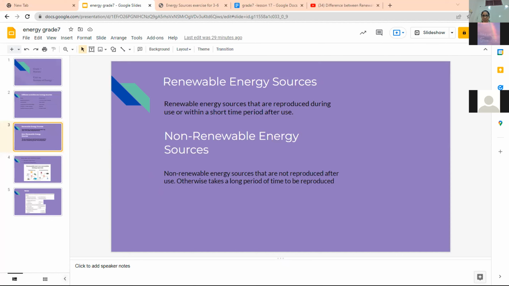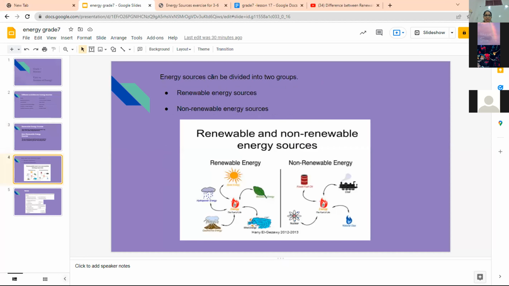So can you give me some examples for non-renewable energy sources? Fossil fuel, yes, very good. Nuclear power, natural gas, coal, very good. Do we have any other examples? Okay, let's see what the examples are, right?